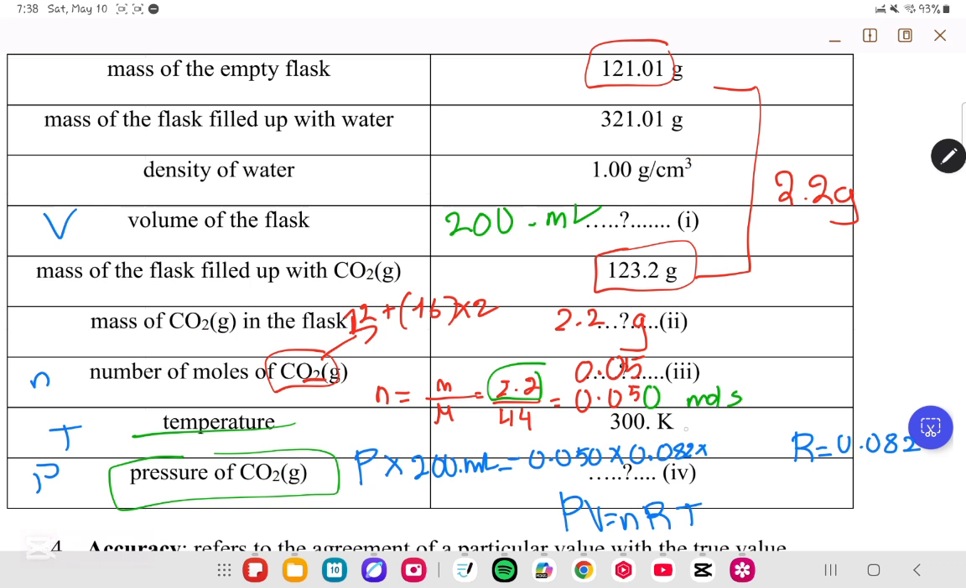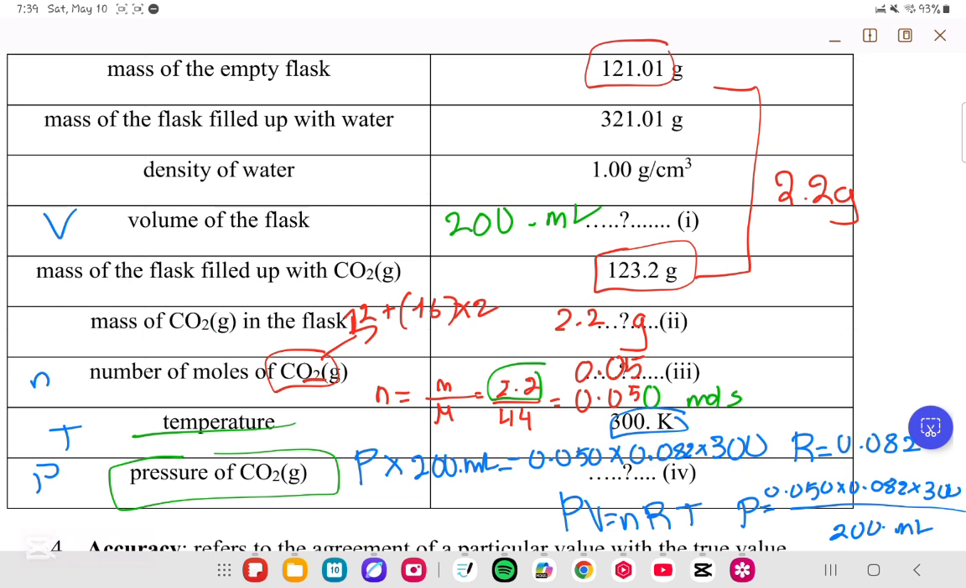By the temperature, which is in Kelvin. Always remember it should be in Kelvin, so 300 Kelvin. Okay, now to find the pressure, you're just going to rearrange the equation, so pressure is equal to 0.050 times 0.082 times 300 over 200 milliliters. So put them on top of each other.